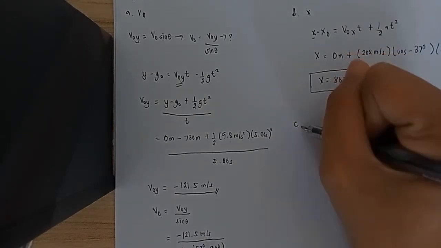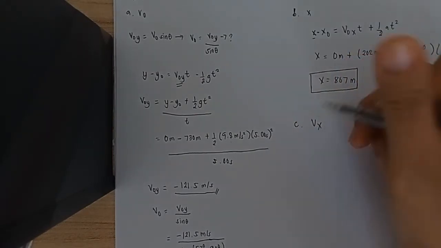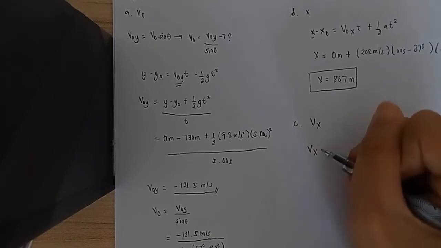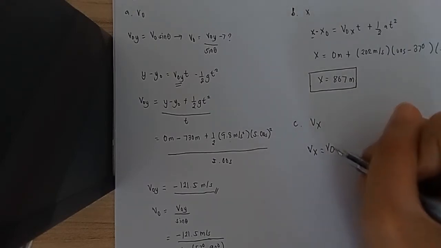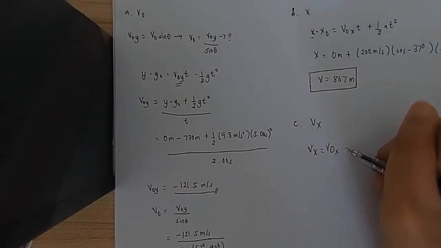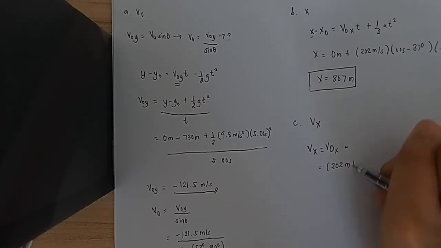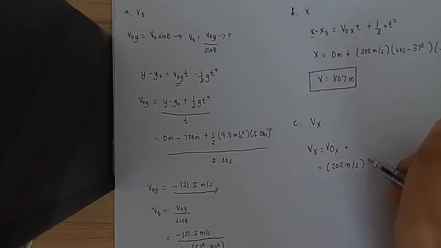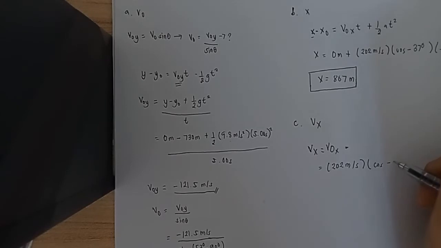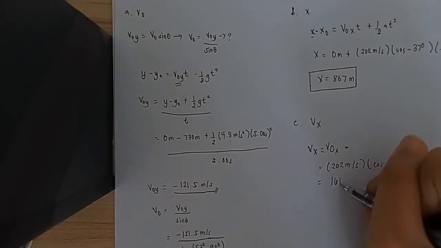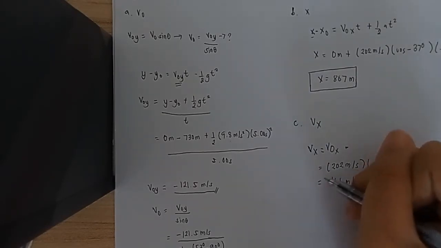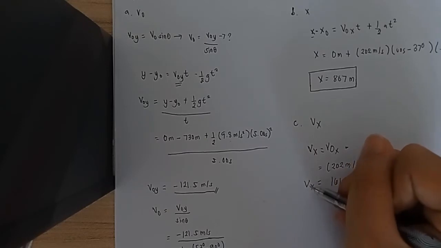For letter C, we're looking for the horizontal and vertical components of the velocity. So we're gonna find the Vx. So Vx simply equals 202 meter per second multiplied by cos negative 37 degrees. So Vx is 161 meter per second.